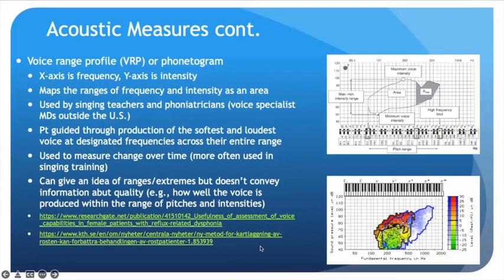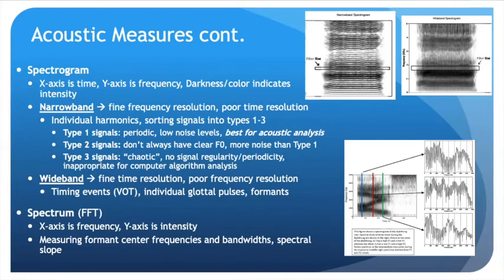And it's good to chart changes over time relative to intensity and frequency. So we need to talk about the spectrogram here. With the spectrogram, the x-axis is time, and we're looking at frequency on the y-axis. So x-axis is time, y-axis is frequency, and the darkness indicates the intensity of the sound.